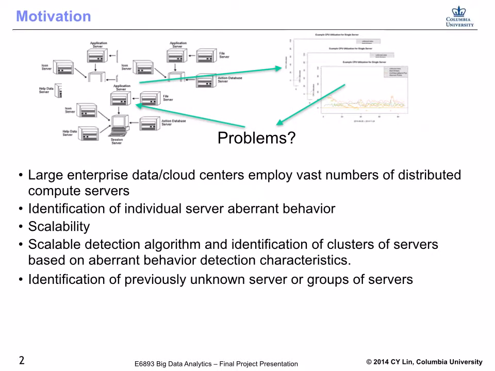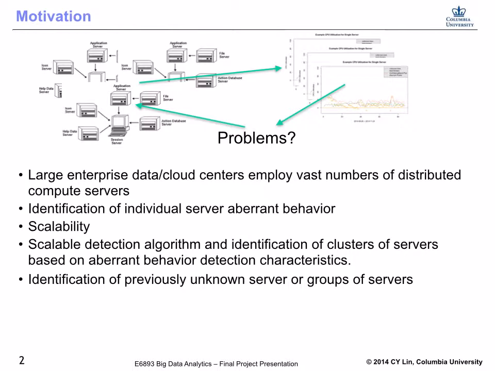The motivation for this particular problem comes from large enterprise data centers or cloud centers that would employ vast numbers of distributed compute servers. It's not uncommon these days for large data centers to have hundreds, if not close to thousands, of physical servers. And with virtualization hybrid techniques, you could have tens of thousands of virtual servers. They all need identification of performance problems, troubleshooting, and that falls into the classification of aberrant behavior, right? Abnormal behavior within the server performance.